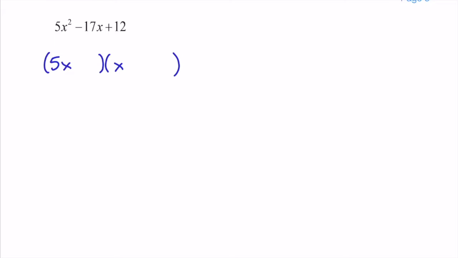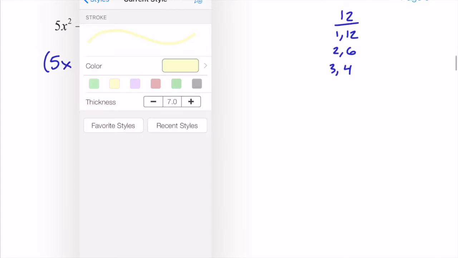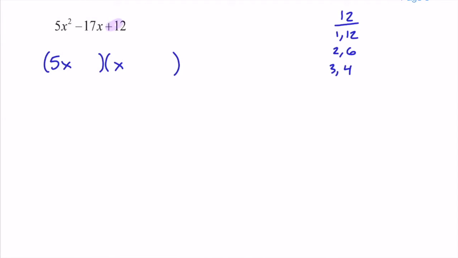And now I need to think of the factor pairs of 12. Well, 12's got quite a few. It's got 1 and 12, 2 and 6, and 3 and 4. Now this problem, I need to multiply to make a positive 12. And I need to add to make a negative 17x.